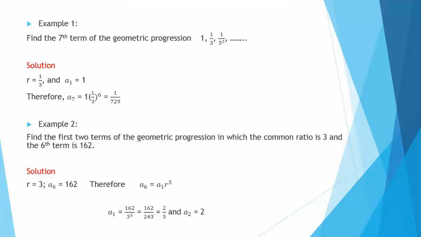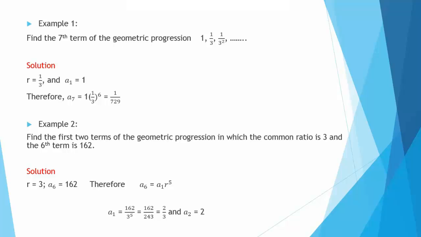Example 1. Find the seventh term of the geometric progression 1, 1/3, 1 over 3 squared, and so on. So the common ratio is 1/3 and the first term is 1. Therefore by substituting in the general equation for the nth term, 1 times (1/3) to the power 6, which equals 1 over 729.